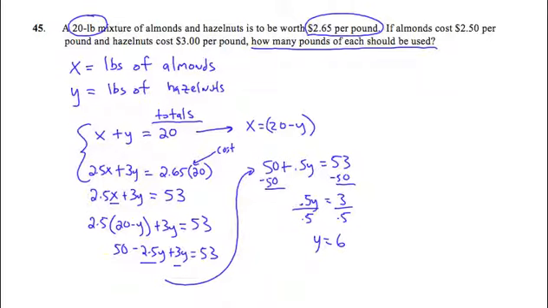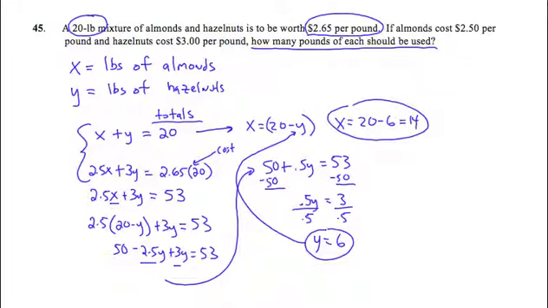So now I'm going to take this, which is one of my answers, come right back up here and plug it in for y so I can find out what x is. Then x is 20 minus 6, or 14. All right, now I want to answer the question. They didn't want me to find x and y. I want to say then x, which was my pounds of almonds, so we have 14 pounds of almonds, and then 6 pounds of hazelnuts.